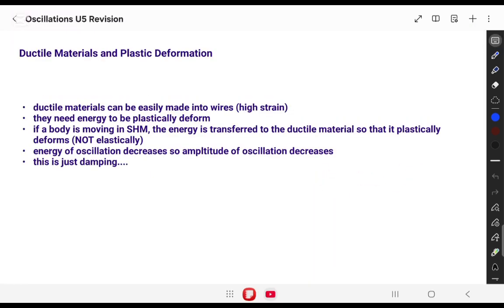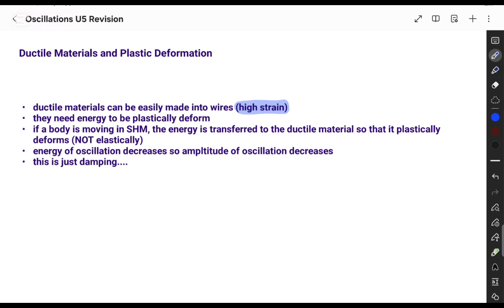Lastly, we're going to be talking about ductile materials and plastic deformation. And this is the quite easy part of this chapter. It's actually connected to damping itself. So let's just go through this. So ductile materials can be made into wires, so they have high strain. They can change their shape really easily, ductile materials. So they can be made into wires.